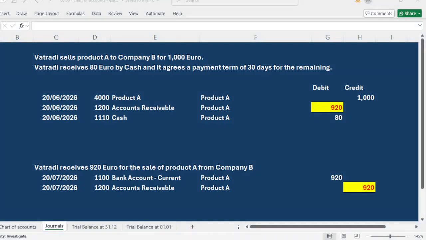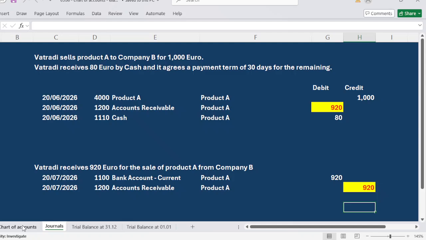So I'm inside Excel and this is the example for today. Vatradi sells product A to company B for 1,000 euro. Vatradi receives 80 euro by cash and agrees a payment term of 30 days for the remaining. So this is the example.